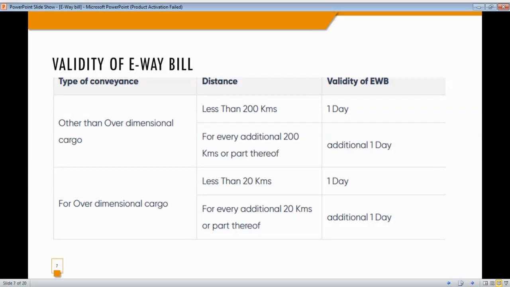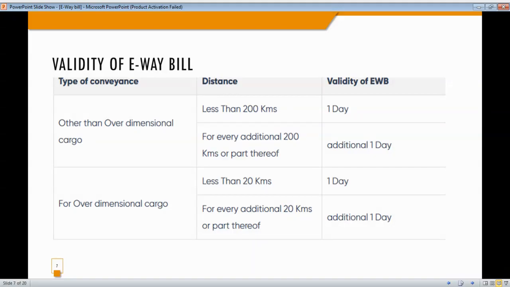When it comes to the second point, valid period, for every 100 kilometers of distance, the e-way bill is valid for 1 day. If the distance is less than 100 km, the e-way bill will be valid for 1 day itself. For distance exceeding 100 kilometers, the valid period increases proportionally. For example, if the distance is 250 kilometers, the e-way bill will be valid for 3 days. One day is for 100 kilometers, another day is for 100 kilometers, and one more day for the remaining 50 kilometers. That totally means the e-way bill will be valid for 3 days. This is how the valid period works.